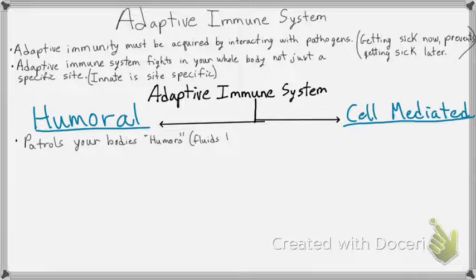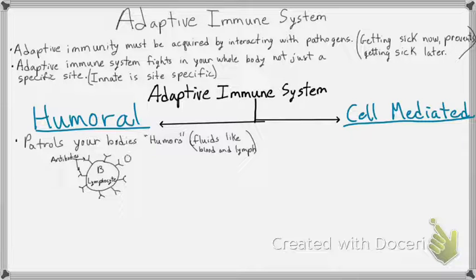Your humoral immunity patrols your body's humors. Humors is a not often used term now for your body's fluids, so blood and lymph. So here we have a B lymphocyte. And those are antibodies attached to the outside of the B lymphocyte. And they are specifically shaped to interact with viral or bacterial antigens that are on the surfaces of those particular pathogens.